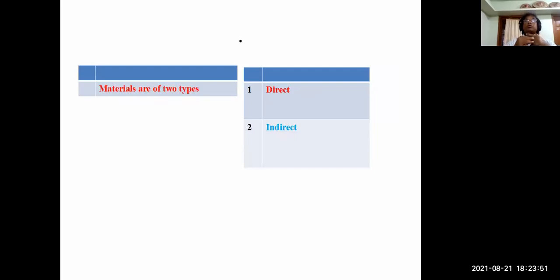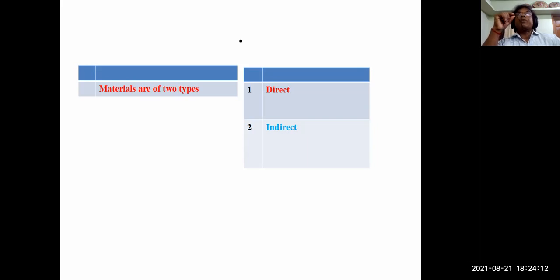I told you, suppose you have purchased a shirt. In producing the shirt, cloth is the direct material. But in producing the shirt, lubricating oil or consumable stores, those things are indirect material. So this way materials are direct and indirect. You remember this, the detail we shall learn later on.